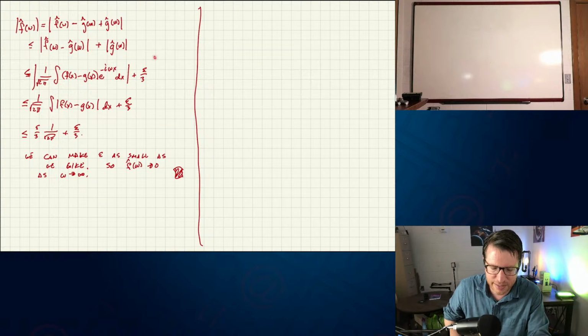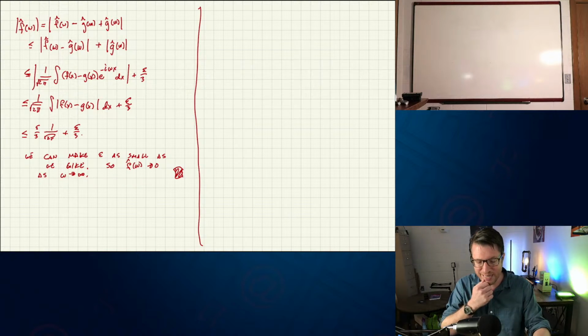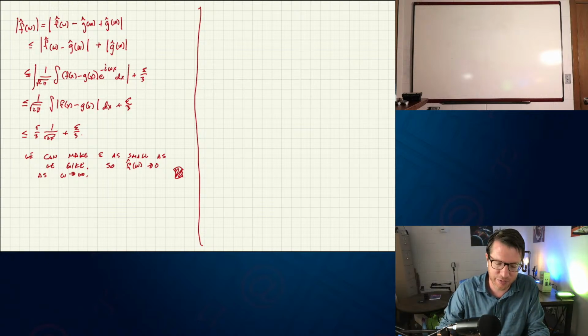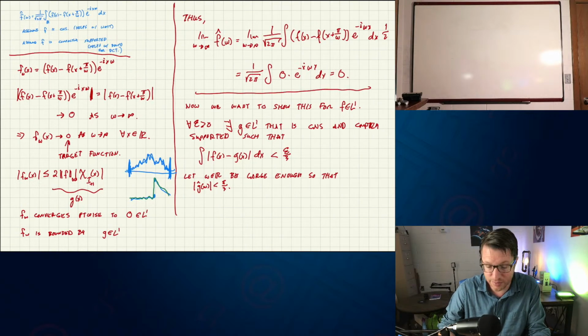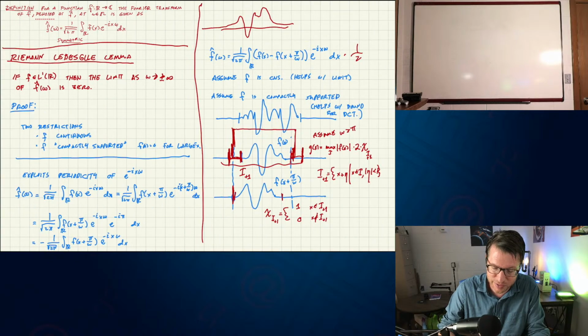And then this term came from just the fact that we selected omega to make this Fourier transform small. So that's how we got these terms. So we can show that this can be made arbitrarily small for the right selection of omega, and so then that is the theorem. So that's the Riemann-Lebesgue lemma for Fourier transforms of L1 functions.